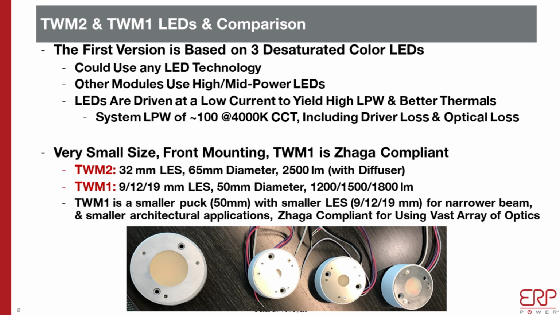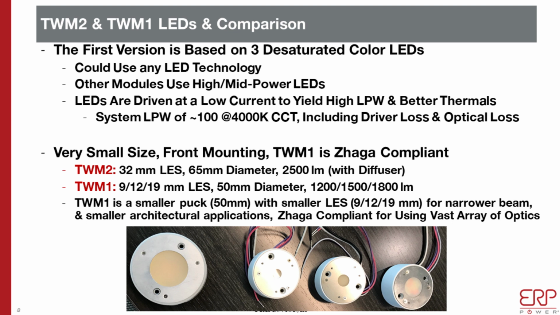So first of all, we could use any kind of LED you want, but the first options that we went with on TWM2 and TWM1 are three desaturated color LEDs. I'll talk about more and show you the gamut later on to be more specific, but just think of it as a 3-channel design with three different LEDs that are not on the BBL. Think of it as above and below the BBL, and we dial in different percentages of current to make sure that we get the exact CCT that is desired.